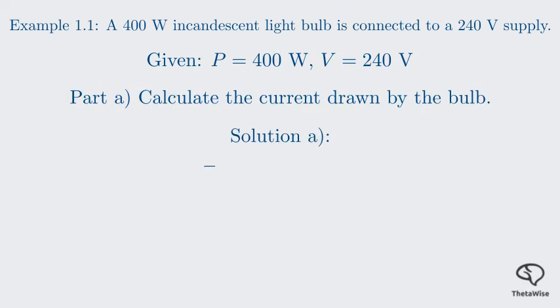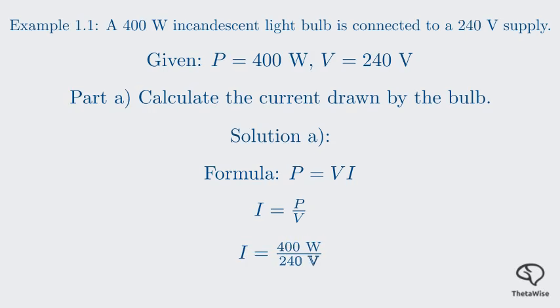To do this, we'll use the power formula P equals V times I. Remember this formula, as it's just as important as Ohm's law. To find current I, we rearrange the formula to I equals P over V. Substituting our values, we get 400 divided by 240.